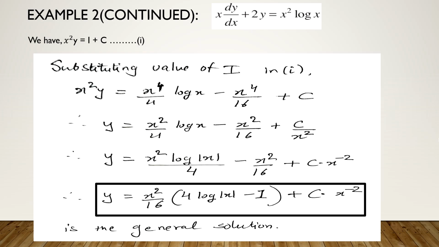Now our equation was x square into y is equal to I plus c, and the I value we just now found out is x raised to 4 upon 4 log x minus x raised to 4 upon 16. Substitute this value. Now on the left hand side, again as I told you, we just want y, so divide by x square. So finally what will you get? Y is equal to x square by 16 into bracket 4 log mod x minus 1, plus c into x raised to minus 2. This will be your general solution.